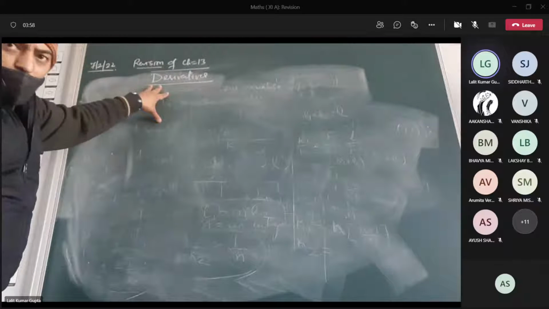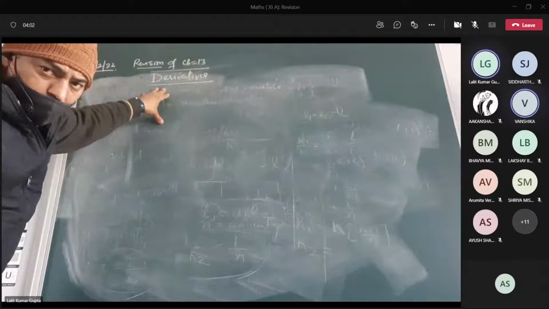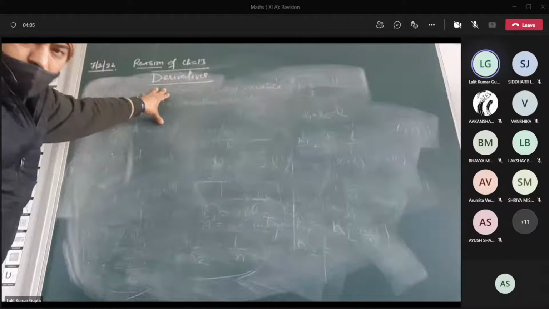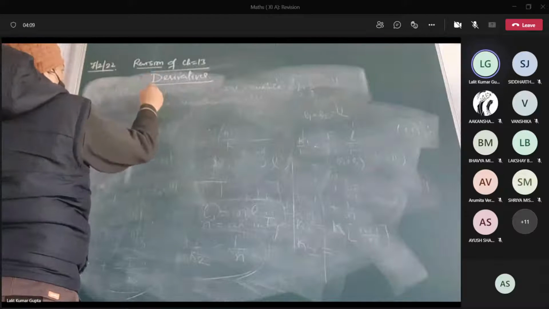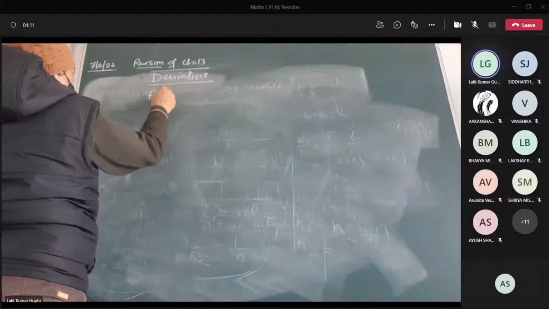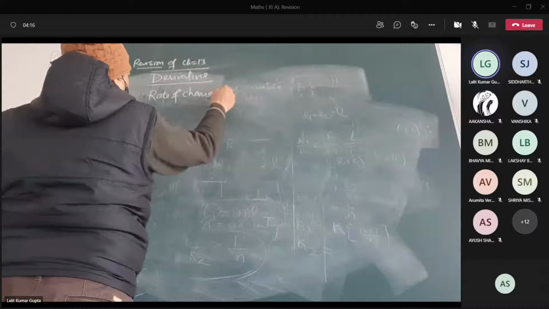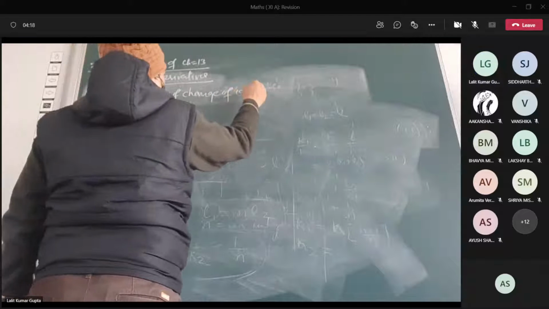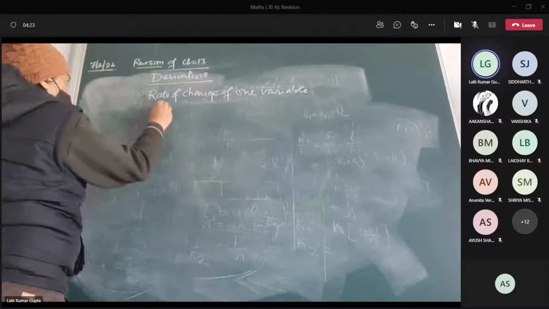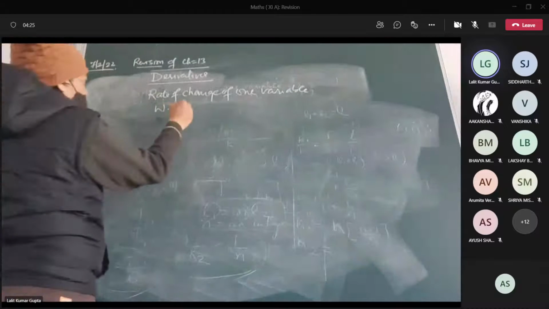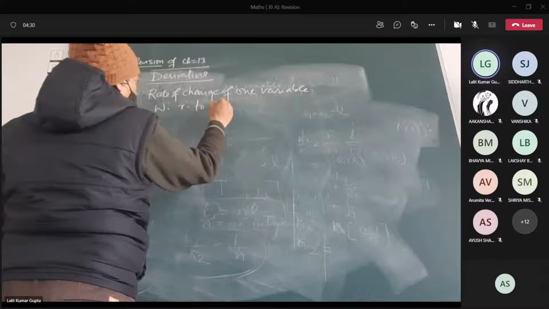Is this visible or not, beta? Derivatives. So visible? Okay. Now, I have given the definition of this: rate of change of one variable with respect to another variable. W dot is the short form of with.